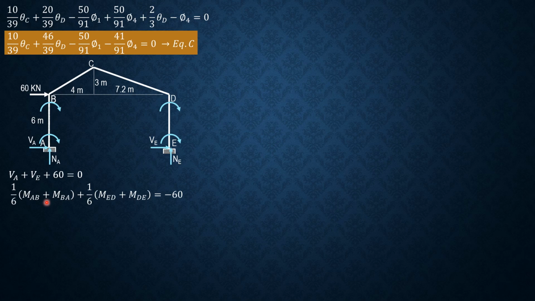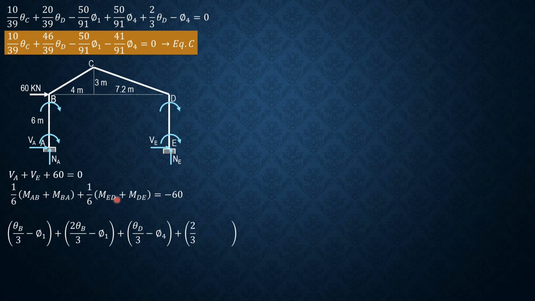So multiply everything by 6, substitute the value of MAB, MBA, MED, and MDE. So theta B over 3 minus P sub 1, plus MBA, 2/3 of theta B minus P1, plus MED, theta D minus P4, plus MDE, 2/3 of theta D minus P sub 4 equals negative 360. 6 times 60, negative 60. Combining like terms, setting up equation D: theta B plus theta D minus 2P sub 1 minus 2P sub 4 equals negative 360.